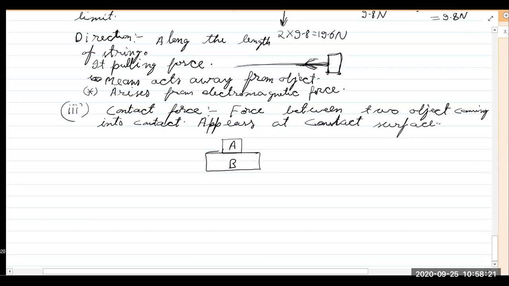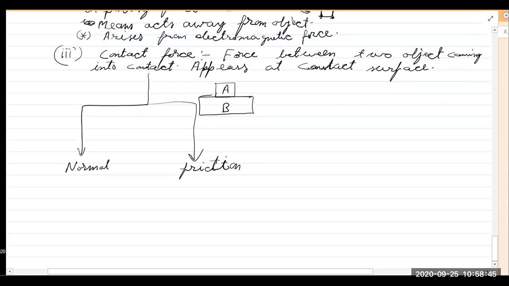Now this force can be of two types. One is called normal and the second is called friction. The contact force is of two types, so we will discuss them separately.